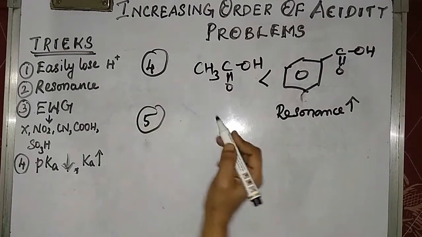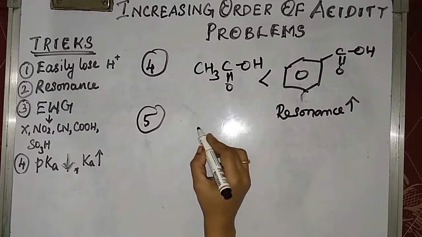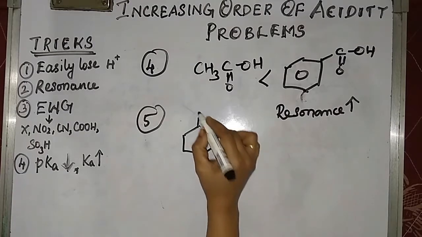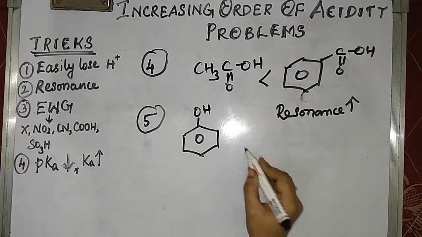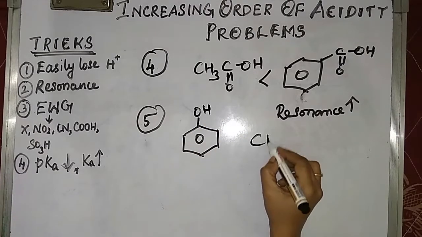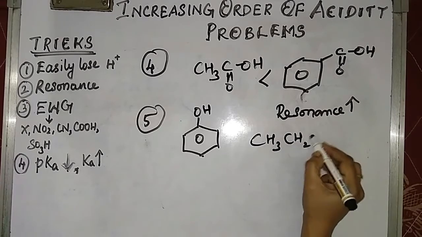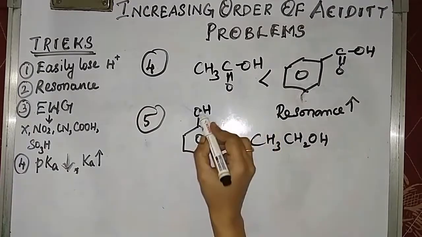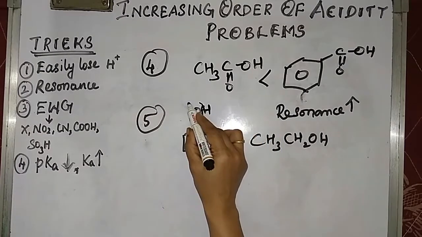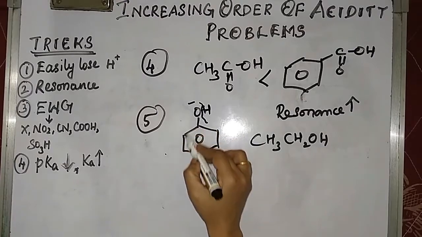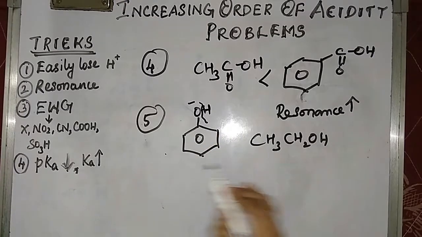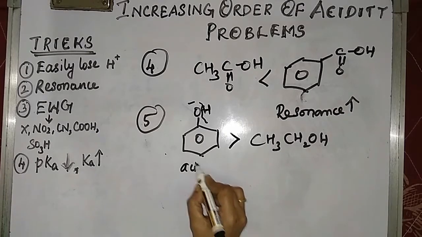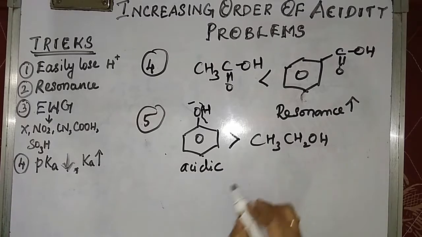And the fifth one, phenol with ethyl alcohol. With acid I have explained that. Now phenol with ethyl alcohol, the same reason applies here also. The proton easily cleaves and forms the phenoxide ion. This phenoxide ion undergoes resonance with the benzene ring. So phenol is more acidic compared to ethanol.